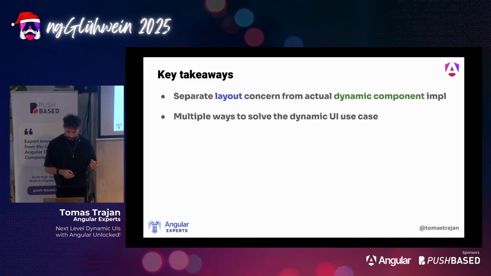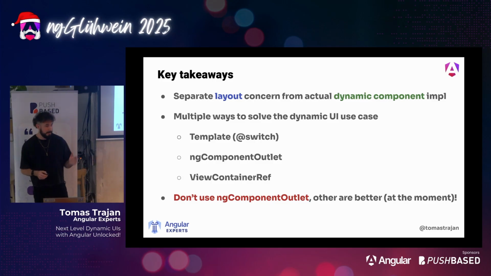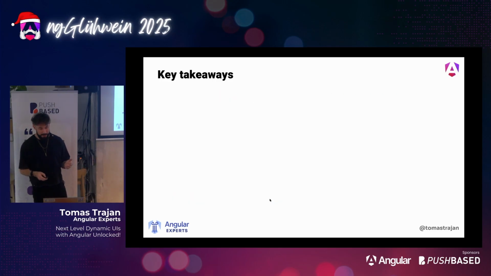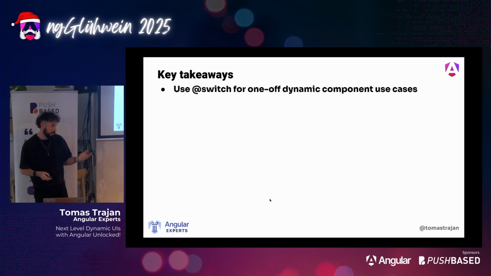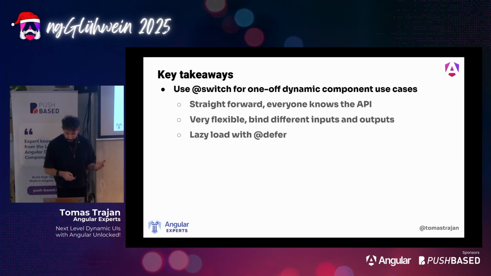Perfect. So the key takeaways: for sure, always think about separating the layout concern from the dynamic components themselves. There are multiple ways to solve this. We have the template, we have the ng-outlet, and we have the view container ref. I would say nowadays, with the current state of the API, if you have a one-off case, then use a switch. Everybody will know what it is. It's a very basic API. Everybody can easily understand, change or fix it, right?